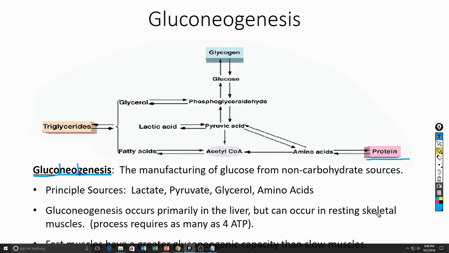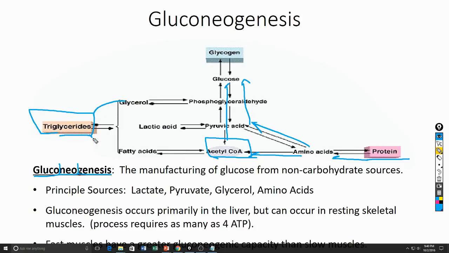You can break down muscle, create amino acids. Amino acids can then be converted into either acetyl-CoA or pyruvic acid. Pyruvic acid can then go up and be turned into glucose. We can take acetyl-CoA, move it up the chain, create glucose. We can take triglycerides. From triglycerides, we can get glycerol or fatty acids. Glycerol can then be turned into glucose. Fatty acids can be turned into acetyl-CoA. Okay, you see where I'm going with this. So, we have a lot of different things. Essentially, we can in a roundabout way take just about anything you can eat and turn it into glucose.